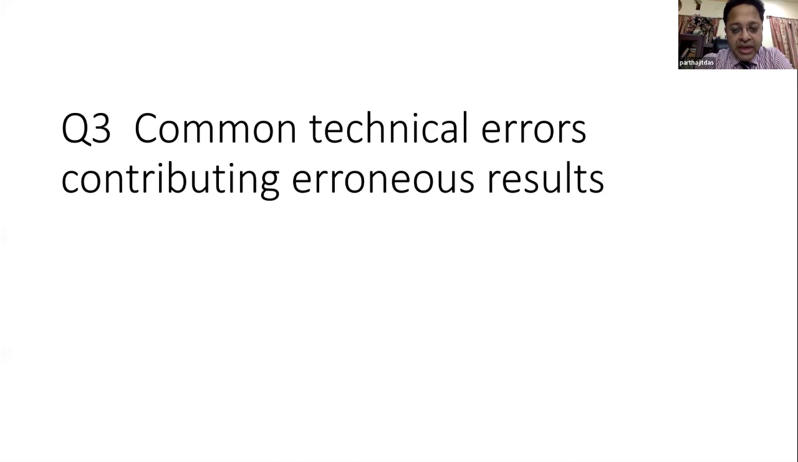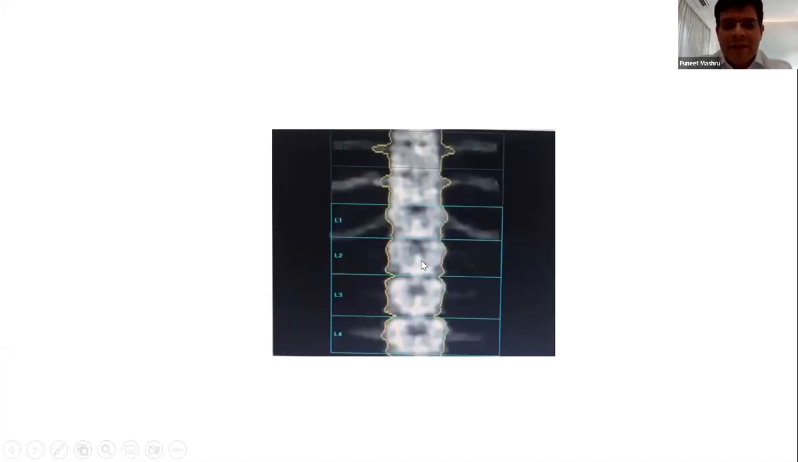So, what are the common technical errors that contribute to wrong or erroneous results? Yes. So first is the positioning. Here you can see the global window. This patient has been positioned very high up, and you can see that L1 is actually the T12 vertebra. So this is absolutely a scan that we cannot salvage.